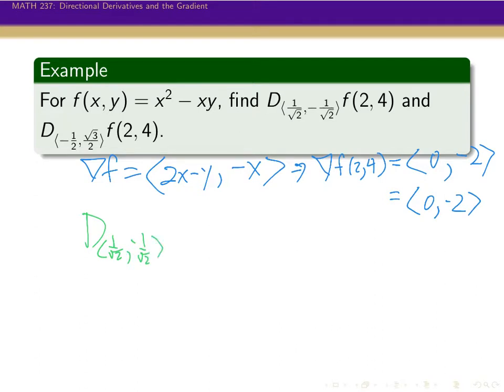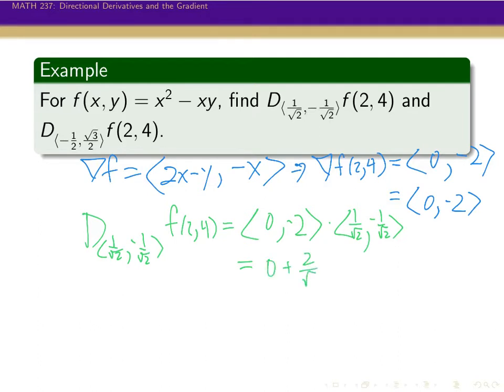So if we're doing it in the direction of 1 over square root of 2, comma, minus 1 over square root of 2, that's in the 3rd quadrant, so 180 plus 45 degrees, that's at 225 degrees. At 2, 4, this is going to be 0, comma, 2 dotted with 1 over square root of 2, minus 1 over square root of 2. And that's going to be 0 plus 2 over square root of 2, which is just the square root of 2.